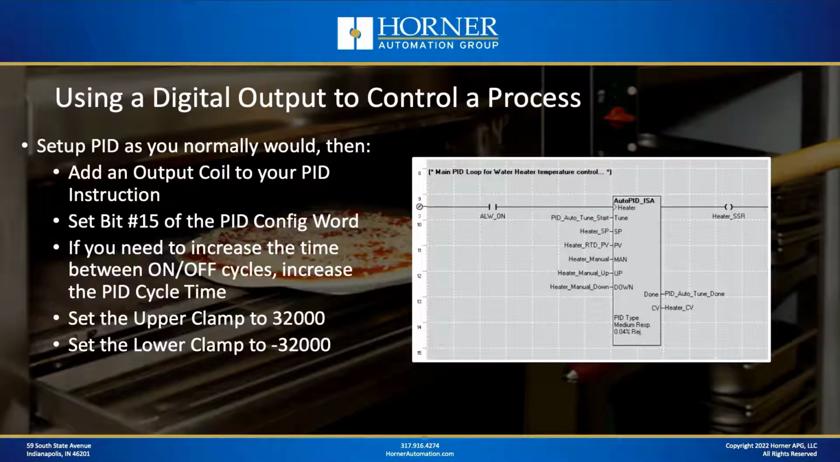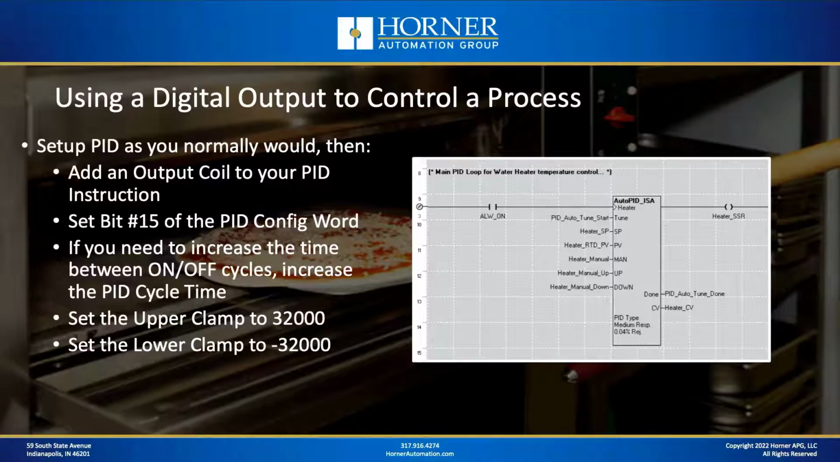The implications of that from a programming and setup standpoint are as follows. First of all, you're going to start out by setting up your PID loop as you normally would, but then you're going to make some adjustments at the end for a digital output type process. First, you need to add an output coil to your PID instruction. On the screen, I have one called heater SSR. That wouldn't be there if I had a gas-controlled oven. So you need to add that for a digital output process.